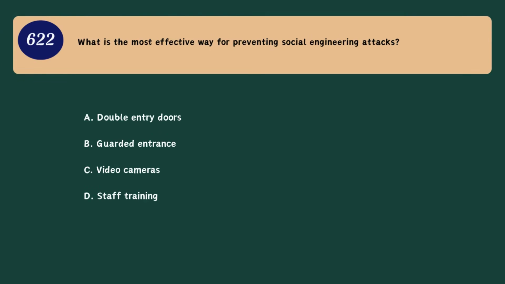Question 622. What is the most effective way for preventing social engineering attacks? A. Double entry doors. B. Guarded entrance. C. Video cameras. D. Staff training.